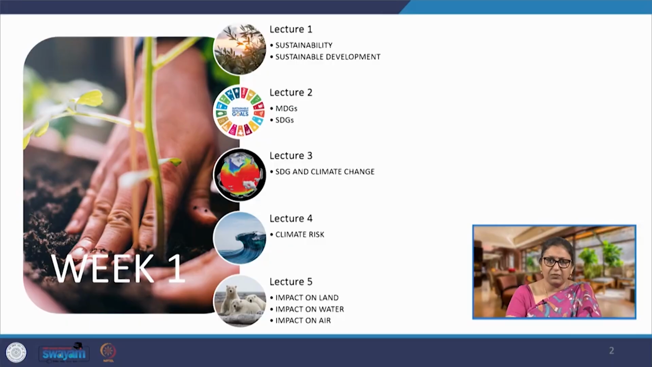8 weeks. So, starting with week 1, we were trying to understand the whole concept of sustainability and sustainable development. How did we start to discuss sustainability and sustainable development, where it all started, how we defined and why we defined sustainable development goals and millennium development goals for us. Why was it driving? Why was the whole discussion around sustainability and sustainable development happening? We found out that it was primarily happening because of climate change. So, climate change was at the center of it.